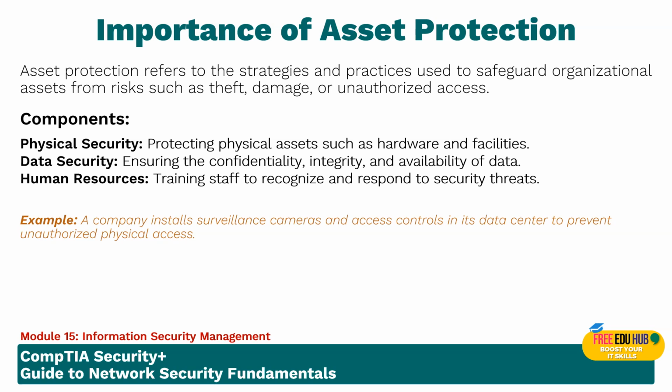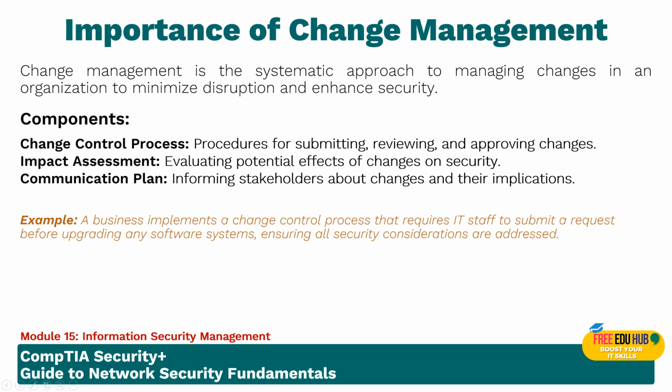Effective asset protection involves multiple layers of security to ensure comprehensive protection against various sorts of attacks. We'll have to make sure that our people are properly trained, so that if they encounter any sort of security threat, even before informing the information security department, they are well equipped. They must have enough knowledge to deal with those situations themselves. An example could be a company installing surveillance cameras and door access control at the data centers to prevent unauthorized physical access.